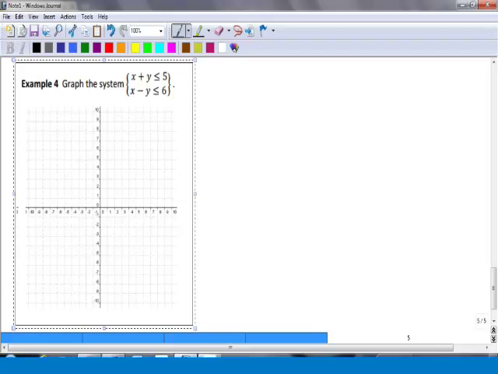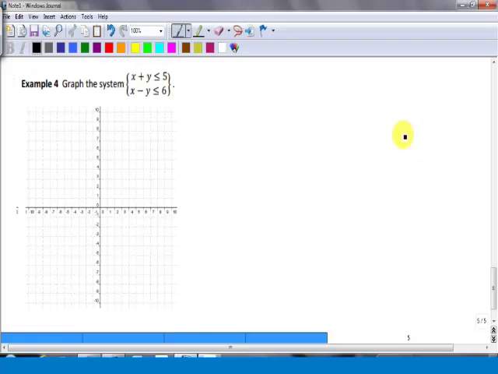So what we want is to look at the top one and figure out what half plane we would need for that, and look at the bottom linear inequality and figure out what half plane we would need for that. And it would be the region that they have in common, where they overlap, where they intersect. It's got to be in both half planes.